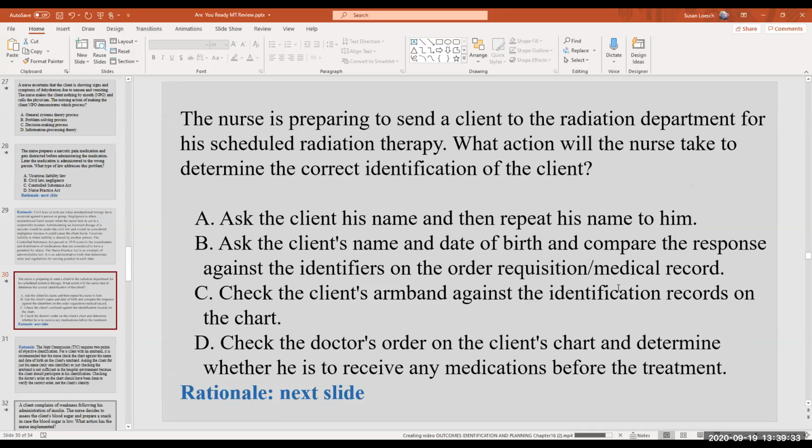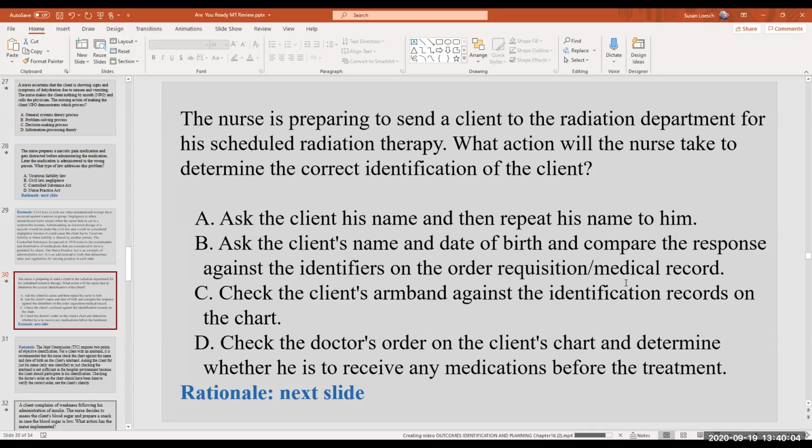All right, the nurse is preparing to send a client to the radiation department for a scheduled radiation therapy. Which action will the nurse take to determine the correct identification of the client? B, I would say. Okay, ask the client his name and repeat his name to him.